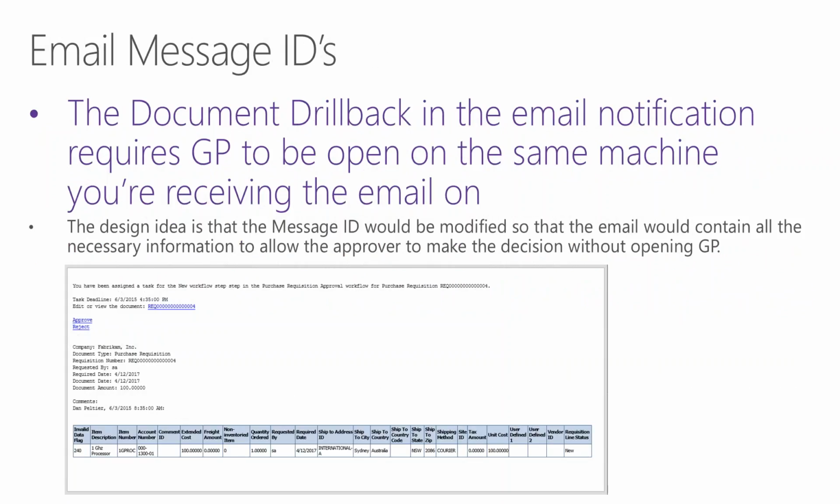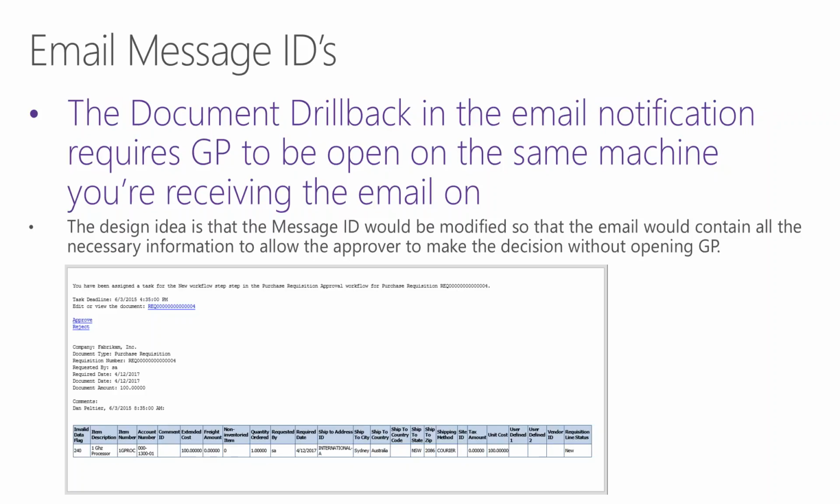Okay, so the email message itself looks like the bottom part of my slide here. We talked about what the message language is, and you can see here from the first part of this slide that you've been assigned a task for the new workflow step. In this case, it was called STEP, in the purchase requisition approval workflow for purchase requisition and the number. The task deadline tells them when they have to take action on it, and then edit or review the document.